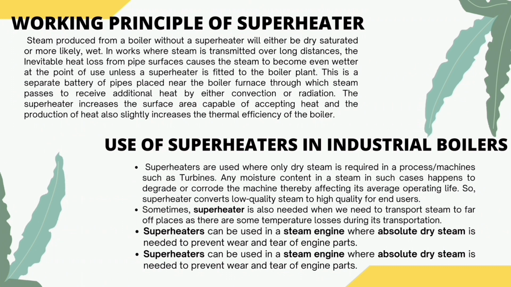And now we're gonna see what is the use of superheater in industrial boilers. So the first, superheaters are used where only dry steam is required in process machines such as turbine. So any moisture contained in steam in such case happens to degrade or corrode the machine, thereby affecting its average operating life. So superheater is used to convert low quality steam to high quality for end user.